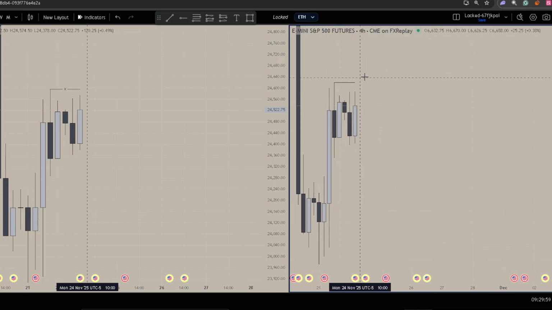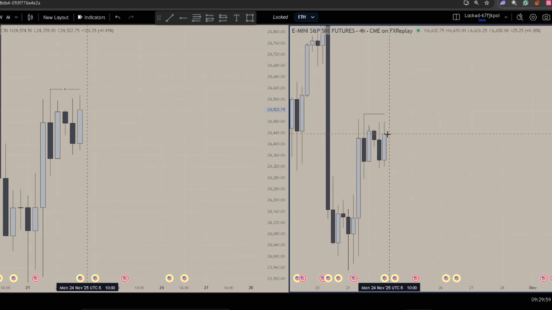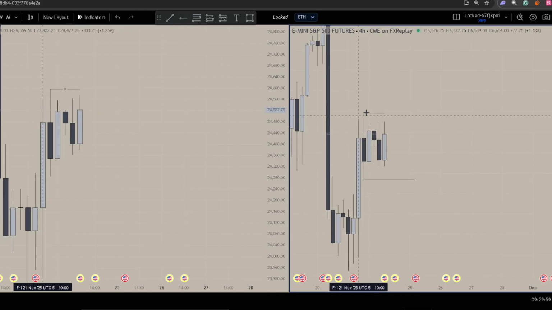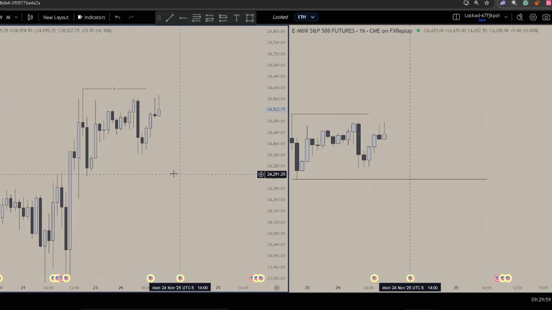We can either go take out this high, get a pullback lower to continue going higher, or we could leave these highs, go take out this low, and then go back up to that high. But right now, it's looking like the obvious draw is higher.